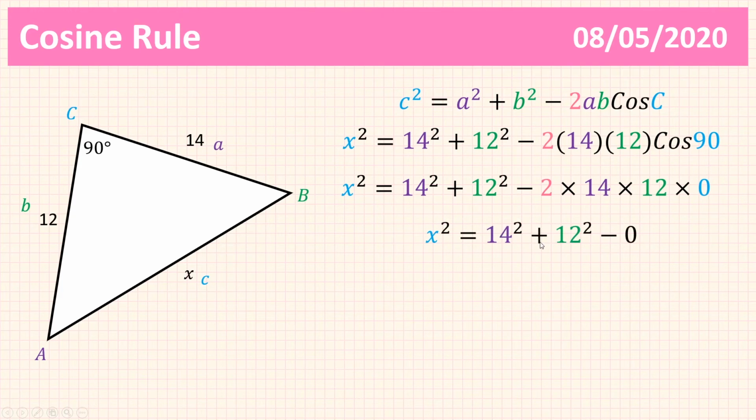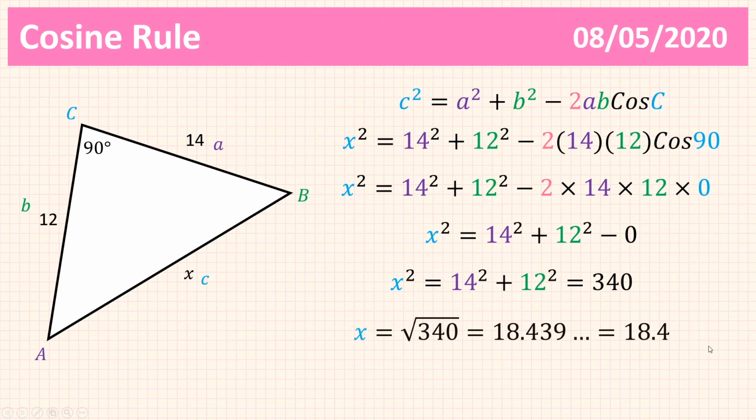So I end up with 14 squared plus 12 squared minus 0. Which means I end up with just Pythagoras' theorem, because if you think about it, I have c squared equals a squared plus b squared, because the minus 2ab cos c part of the equation becomes 0, and I can just solve this like I would solve Pythagoras.